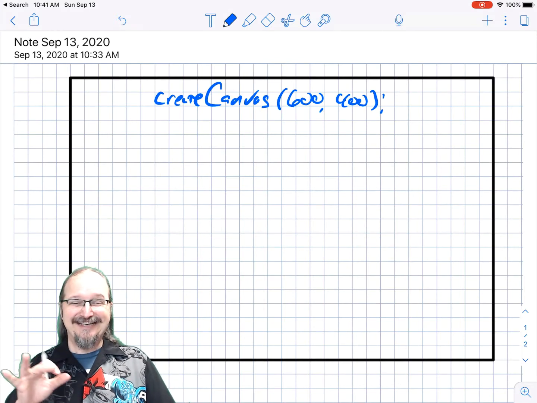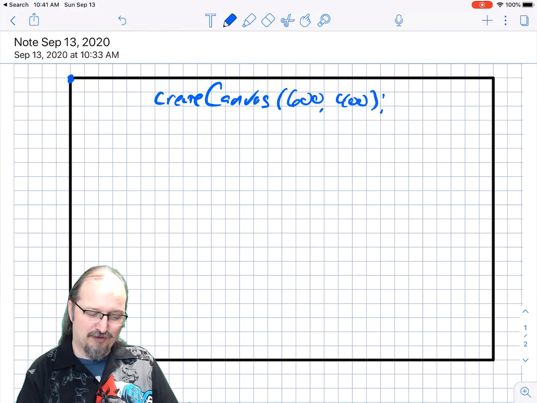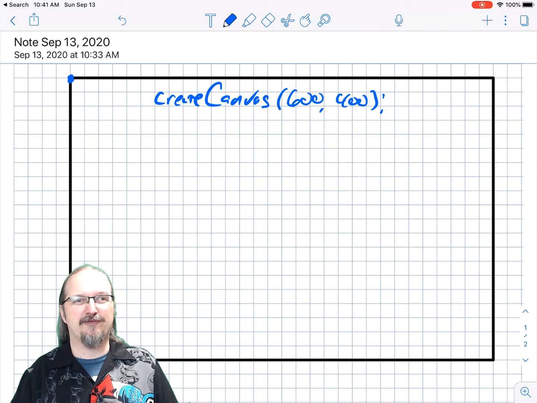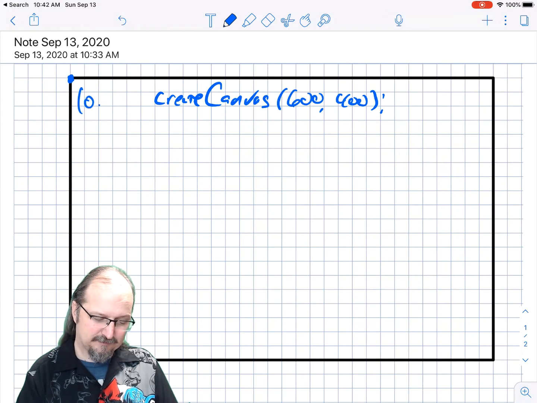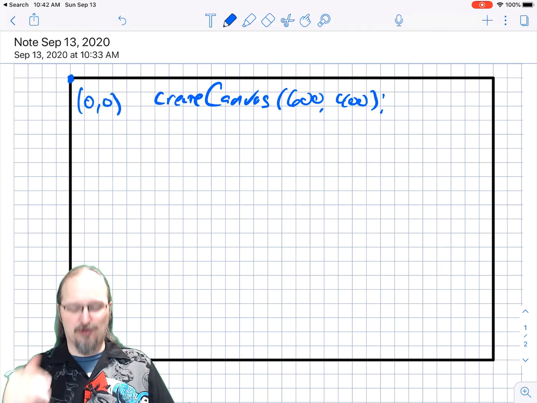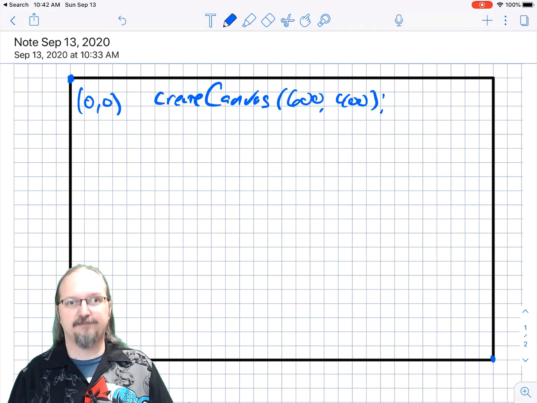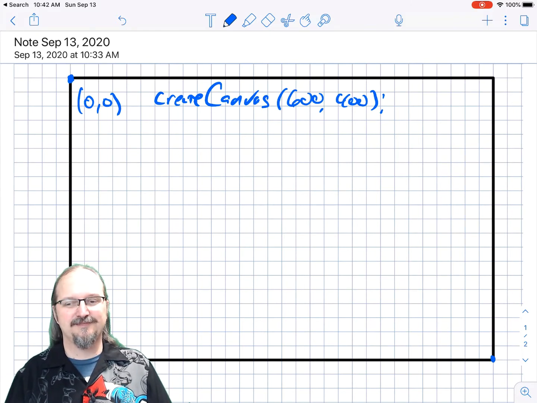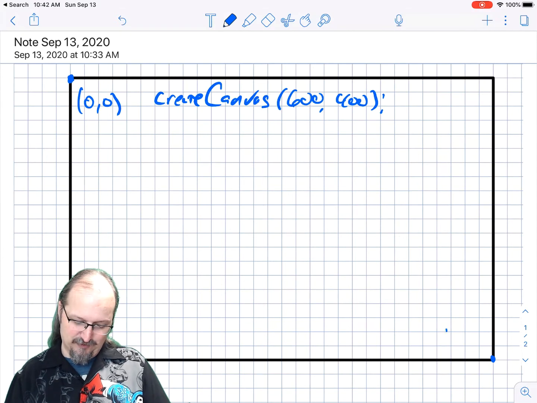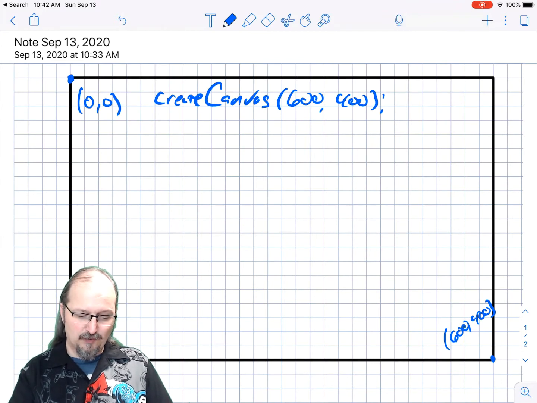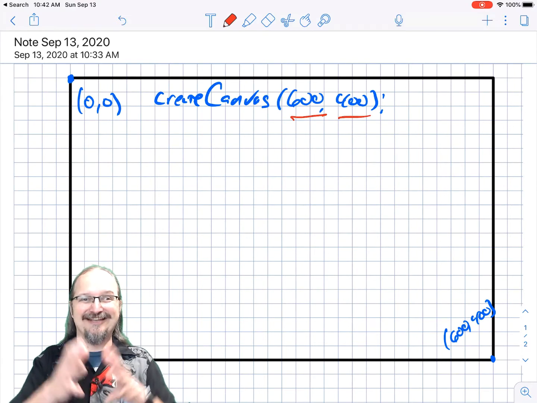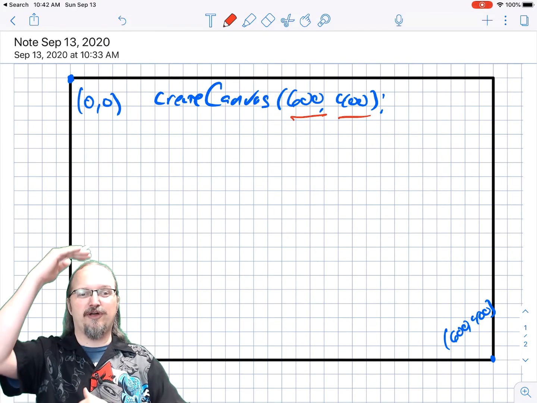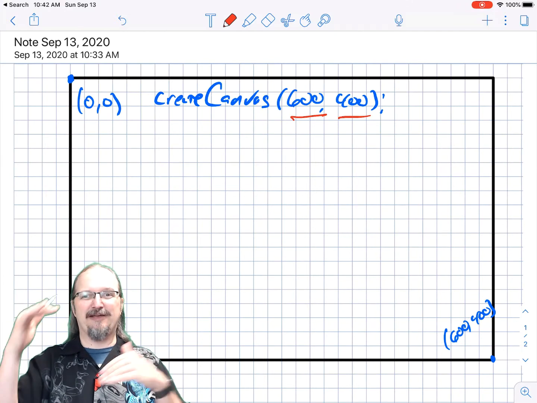Now, if it did that, we would know then that the top left corner is what? What are the XY coordinates of our top left corner? Maybe something like 0, 0, right? So that means our bottom right corner would be what? Think about it a little bit. All right, so our bottom right corner would be 600 by 400. Where'd I get those numbers? Well, those numbers came from here and here because that says create a canvas that is 600 wide and create a canvas that is 400 tall. Remember, that's pixels, 600 pixels by 400 pixels.